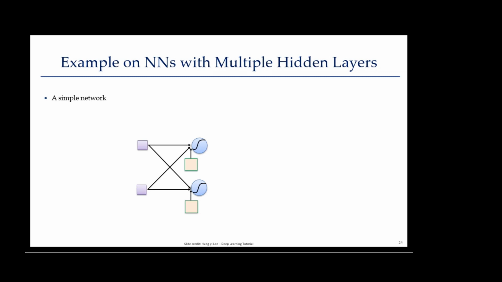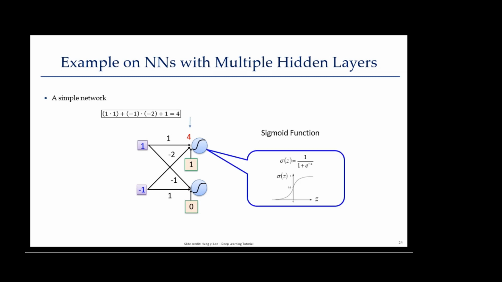Let's have another example with multiple hidden layers. This is a very simple network. This is the input. Those are the biases and weights. And we are using the sigmoid activation function. The weighted sum at this node is 4, and we're using the sigmoid function as an activation function. So the output would be 0.98, and this output will be 0.12.